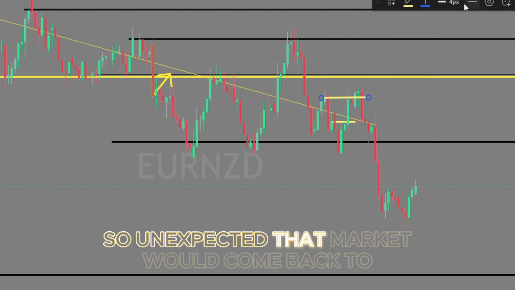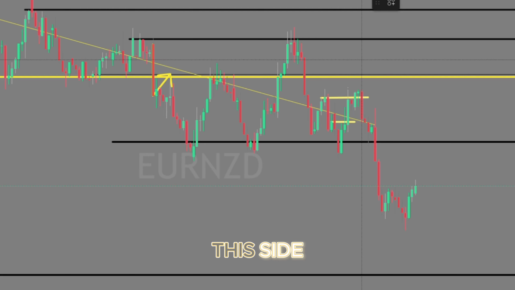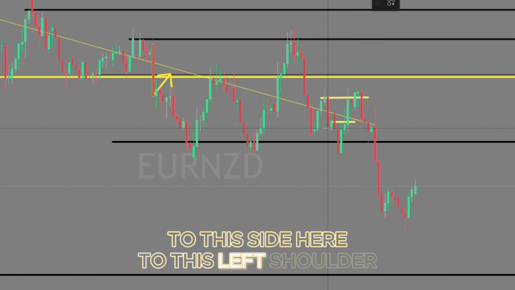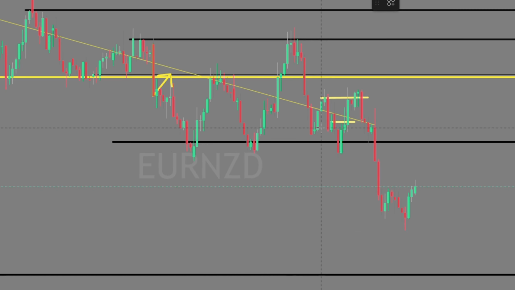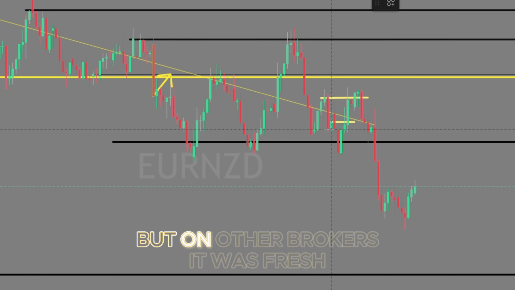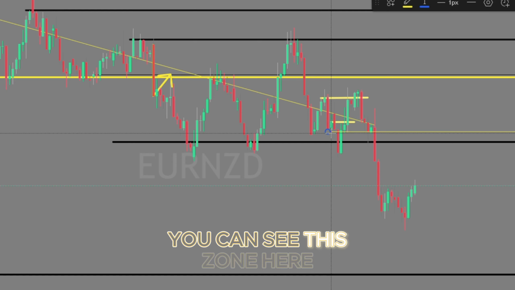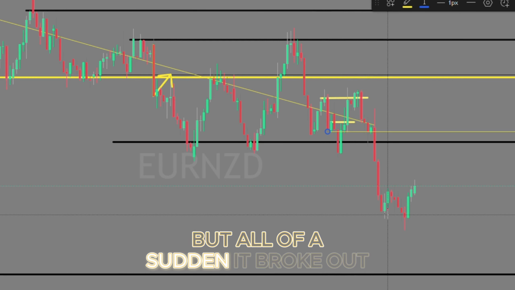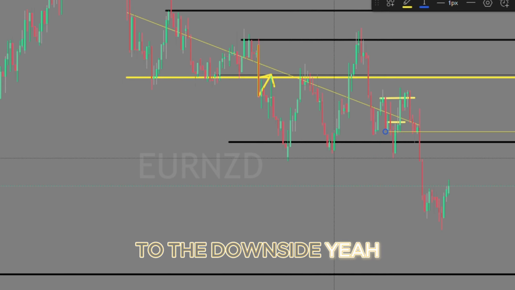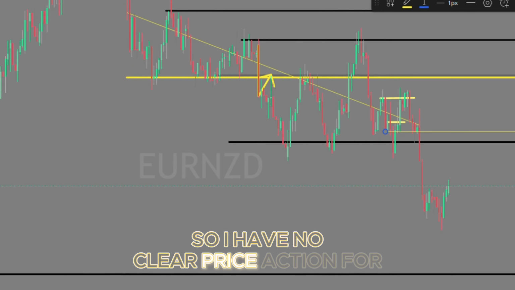So we anticipated that the market would come back to this left shoulder here. The problem with it is that it wasn't fresh. That's the only problem with it. But on other brokers it was fresh. You can see this zone here. We're anticipating that the market would come here, but all of a sudden it broke out to the downside. So I have no clear price action for this.